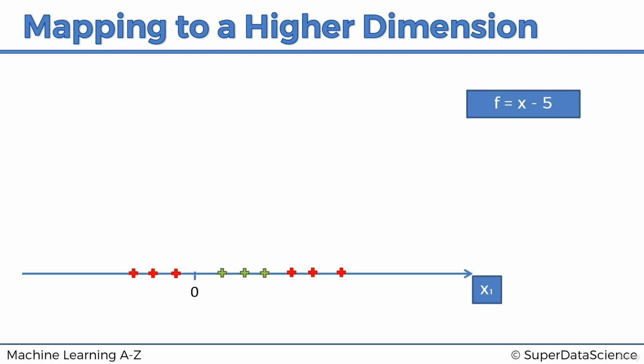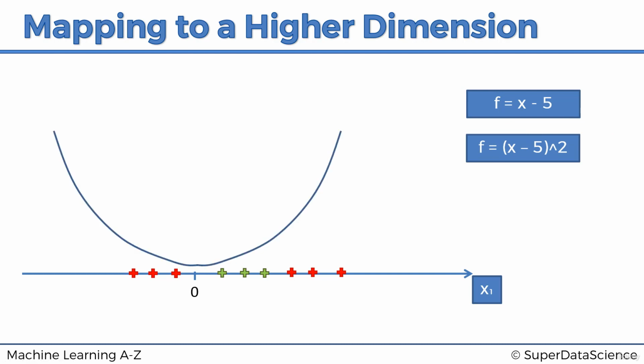And then the next step would be to square all of that. So f is now equal to (x minus 5) squared. So how will that all look? Well, basically you'll have this squared function going through your chart, and then all of these will be projected onto the function. There we go. So that's what it looks like, f equals (x minus 5) squared.